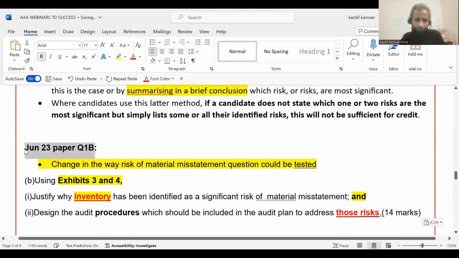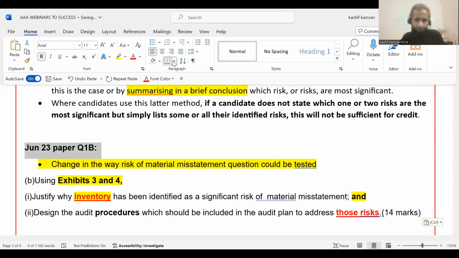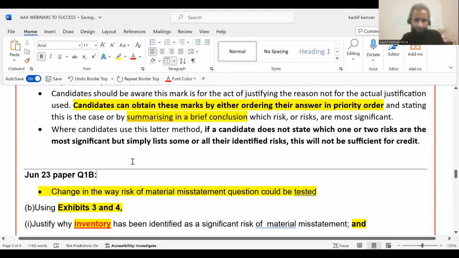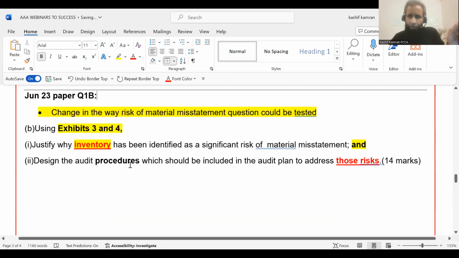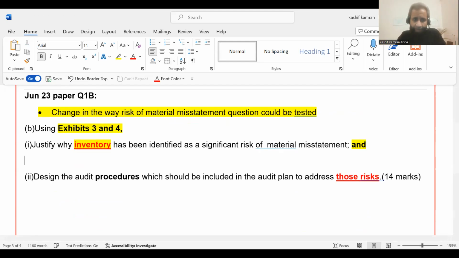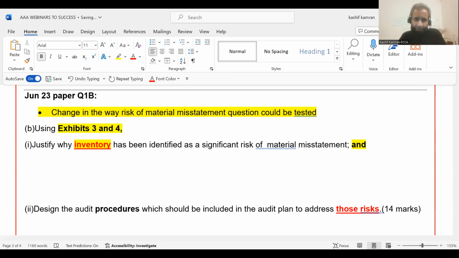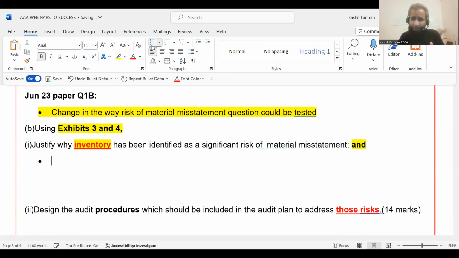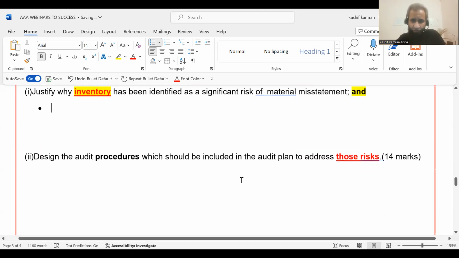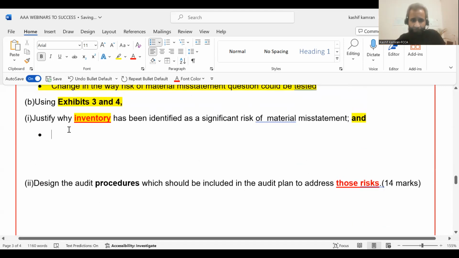So this is the question from the June 23 paper, which we are trying to attempt. Using Exhibit 3 and 4, justify why inventory has been identified as a significant risk. Let's see what can be ideal pointers for that. You need to explain them. I'm just giving you pointers just to make your thought process open, and then you go down making a proper explanation of each point. And then you need to give procedures for inventory specifically.